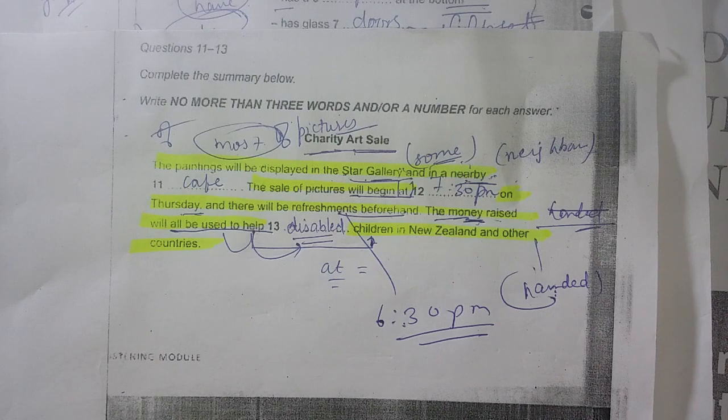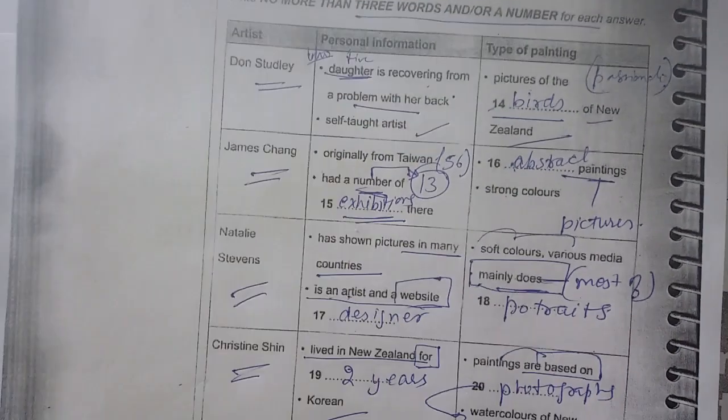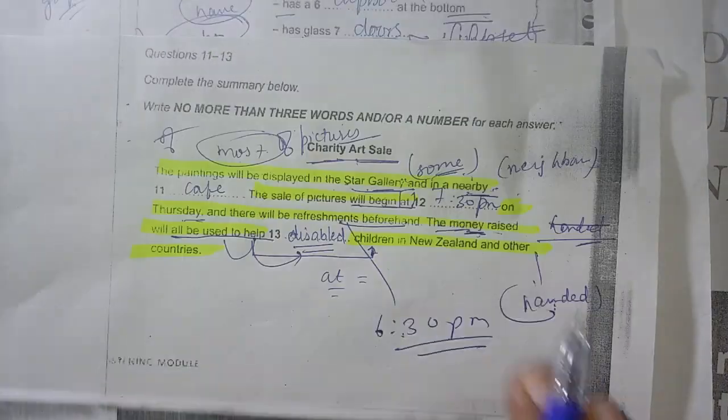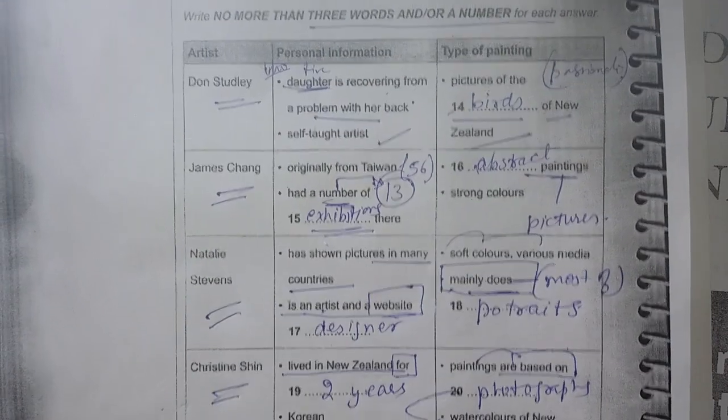And next is after 11 to 13, 14 to 20. In 14 to 20 again, three words or a number. Here again, three words and or a number. Check the language.